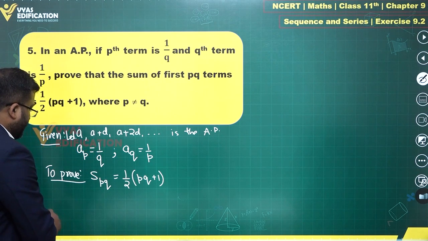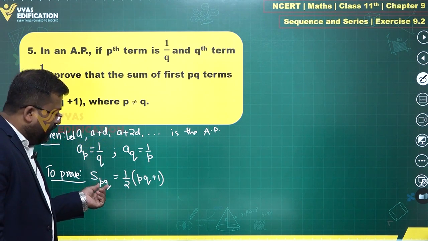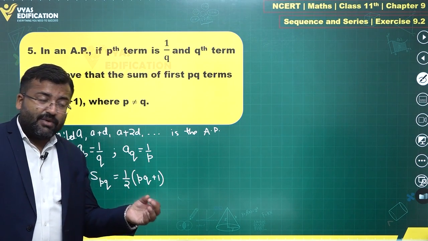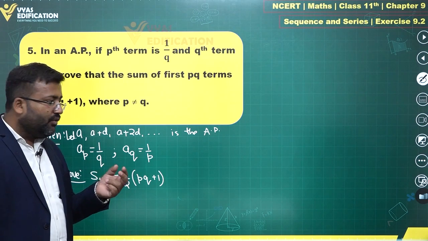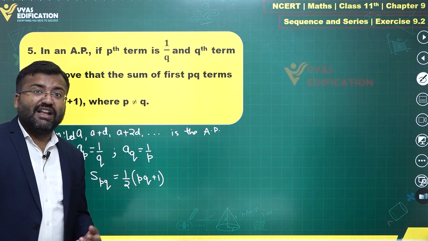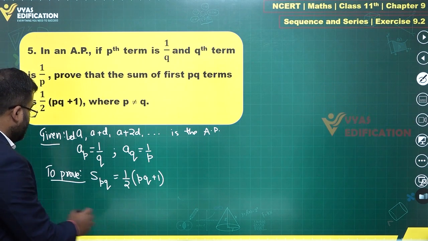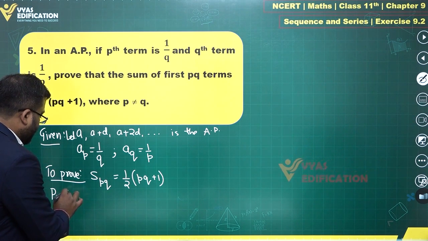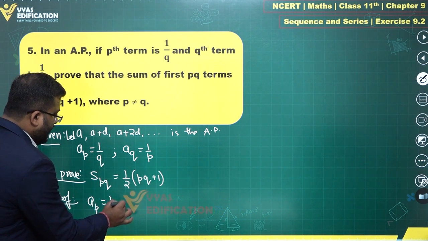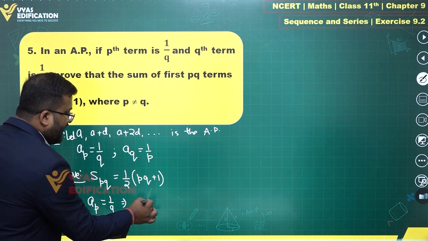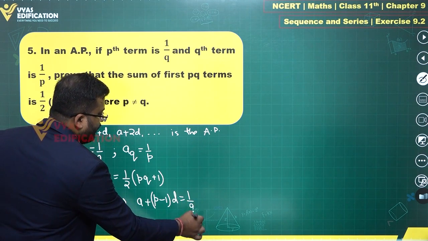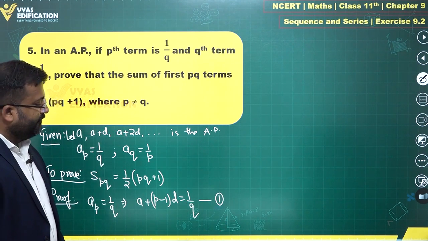And how will we prove this? For Spq, we know that pq is the number of terms. We just need a and common difference. And for finding a and common difference, we need two conditions. There are two conditions present over here. We can use those two conditions to get a and d, and therefore the sum. So let's start with the proof from here. Ap is equal to 1 upon q, and what does that tell me? Ap will be a plus (p minus 1) d, which is equal to 1 by q. Let's call this equation 1.